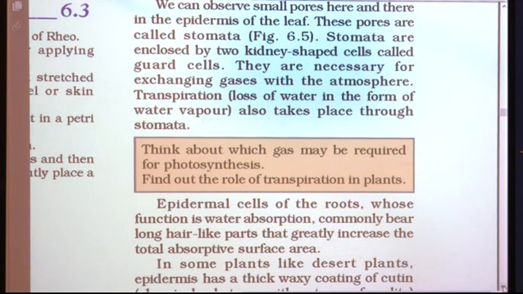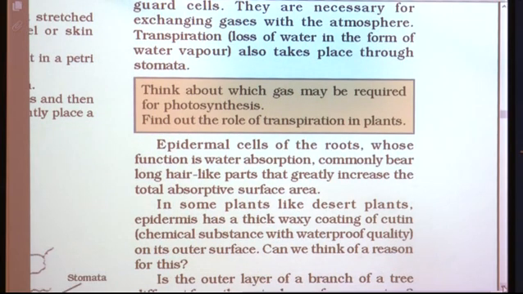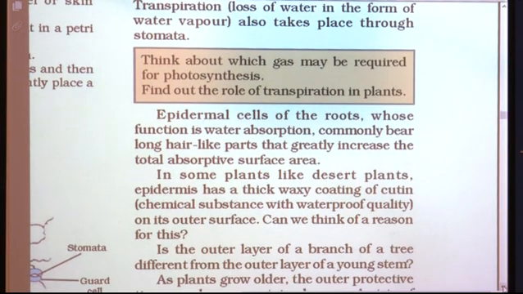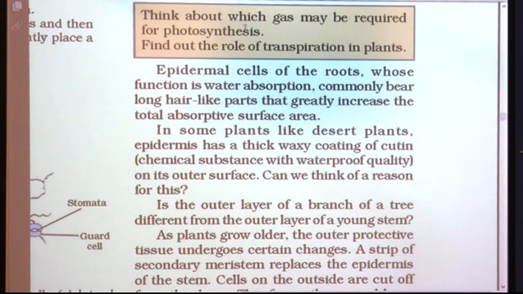Now, think of which gas may be required for photosynthesis. As you all know, you are familiar with the process of photosynthesis, that for photosynthesis carbon dioxide gas is required. Plants absorb carbon dioxide gas from the atmosphere and synthesize food.